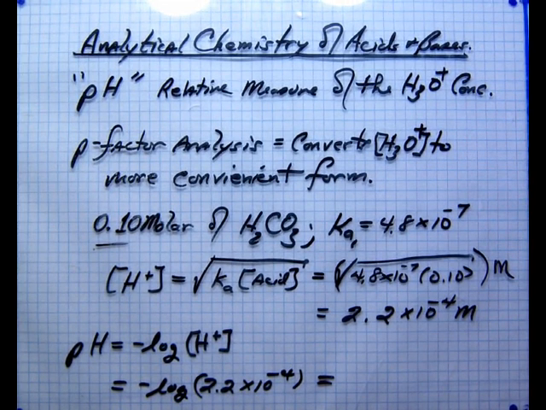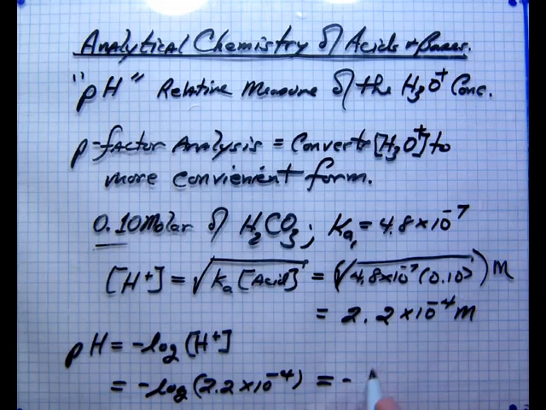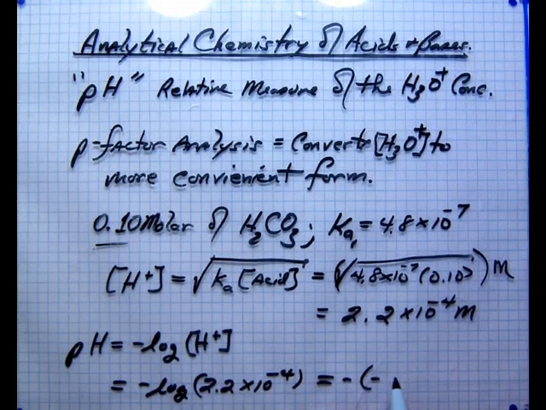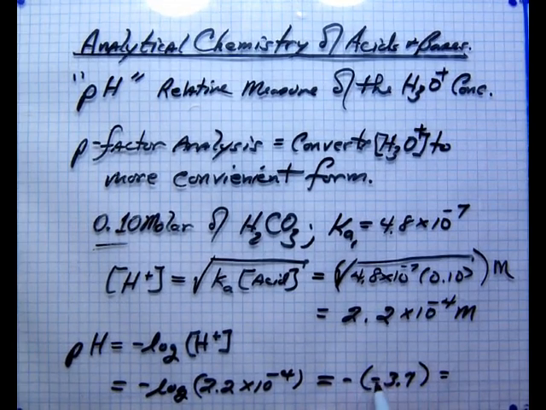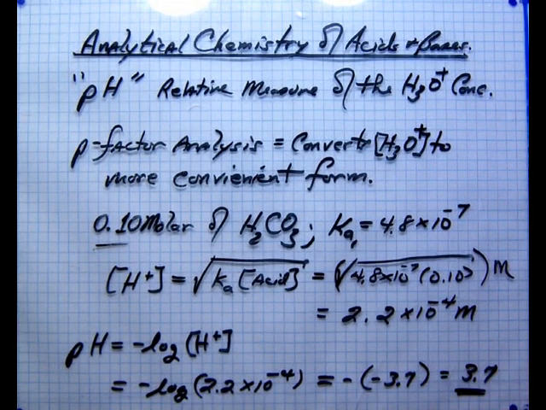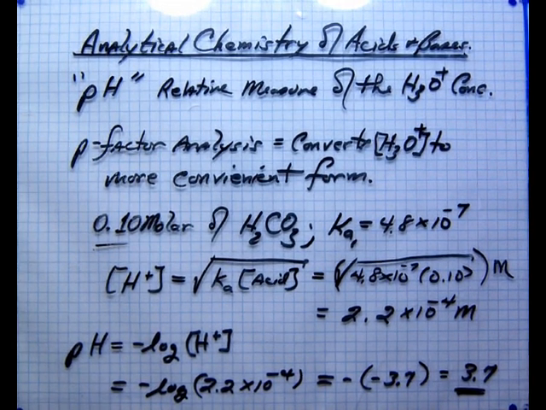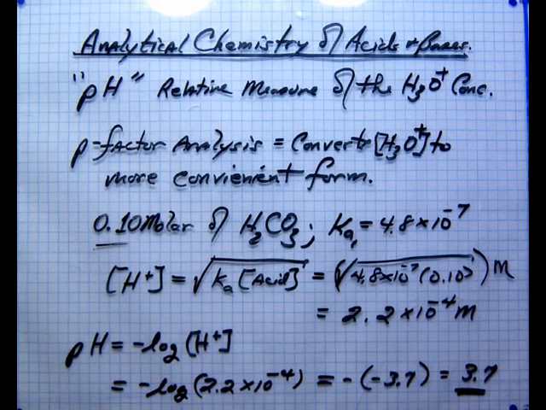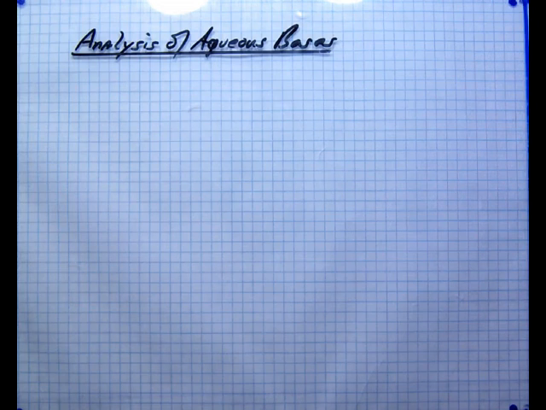So we substitute the 2.2 times 10 to the minus 4 mole per liter into the hydrogen ion concentration, and we get minus minus 3.7, which is, of course, minus times a minus is a plus, so that's 3.7. For pure carbonic acid dropped into water, 0.1 molar, you can expect a pH to be in the vicinity of 3.7 if you use the pH meter to measure the pH.